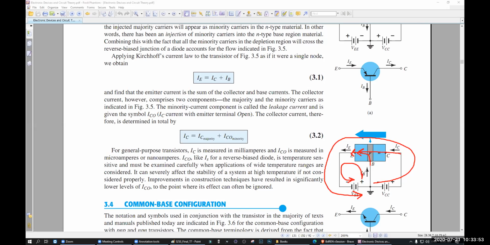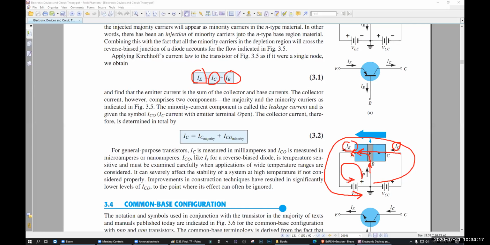This current is called IB, whatever is going up. This current is called IC. And this current is called IE. IB and IC mix together and become IE. So what happened? Your IE is equal to IC plus IB. Okay? Got my point? Okay.